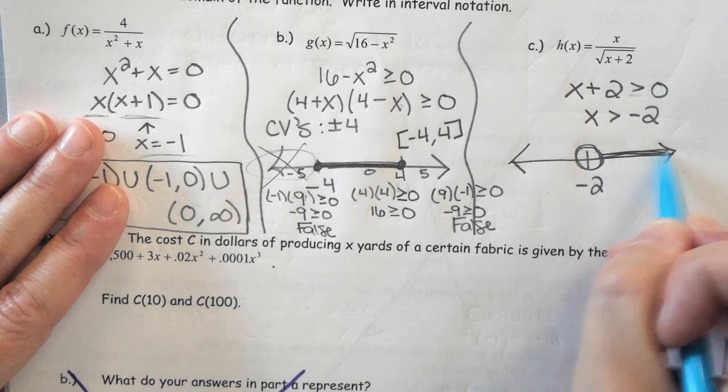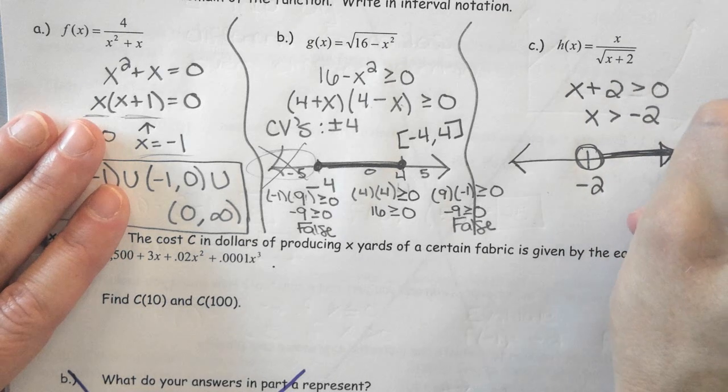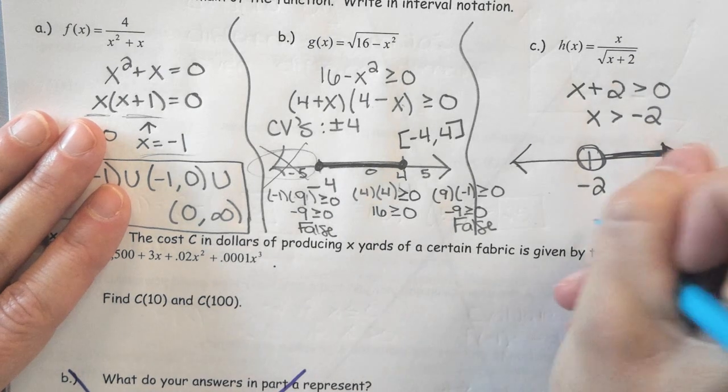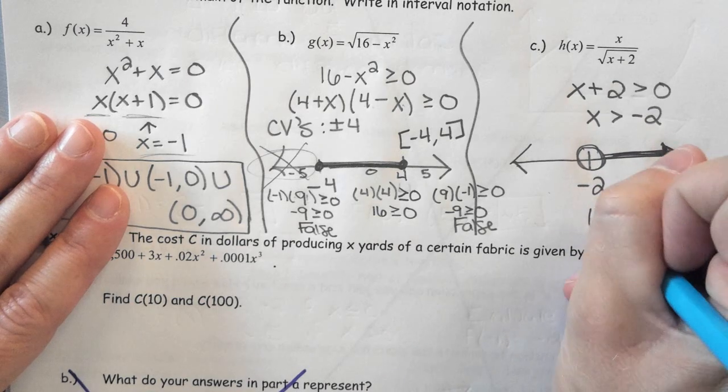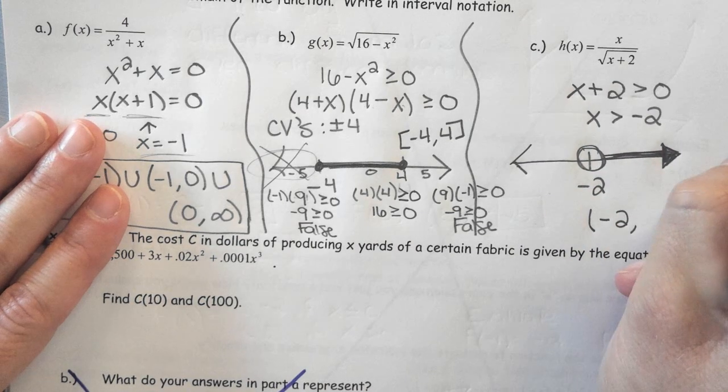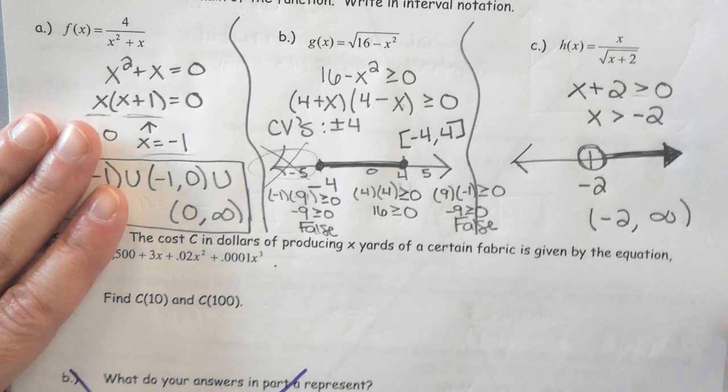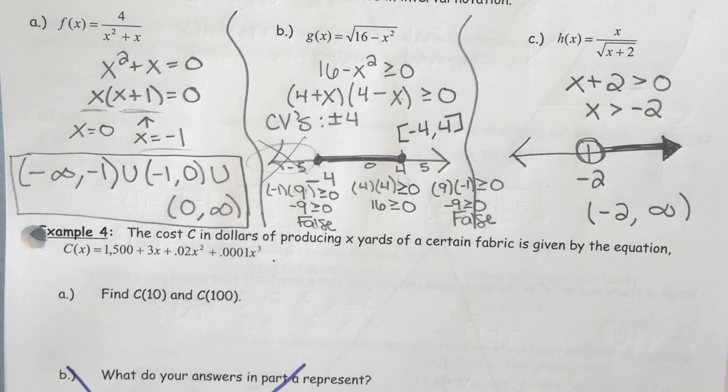Then which way should I shade? To the right. That's where my positive numbers live. And my things that are bigger than -2. And then I'm going to write it in my interval notation. -2 up to positive infinity. And again, because it's positive infinity, you can put the plus or not either way. Okay, so those are the things we're looking out for with domains.